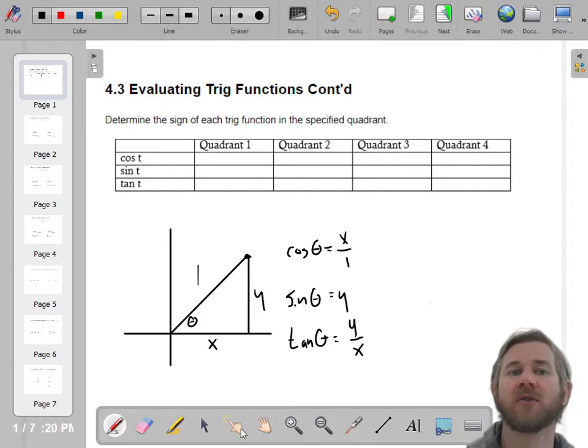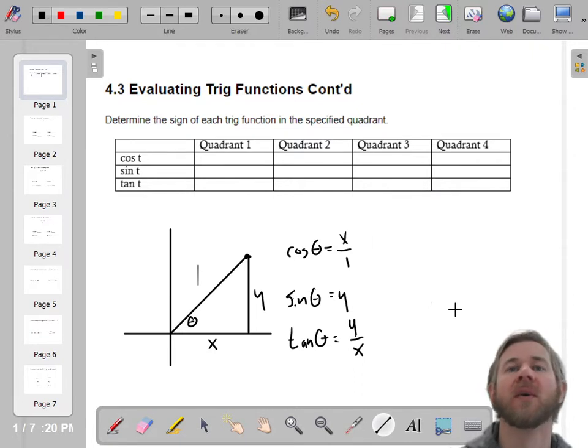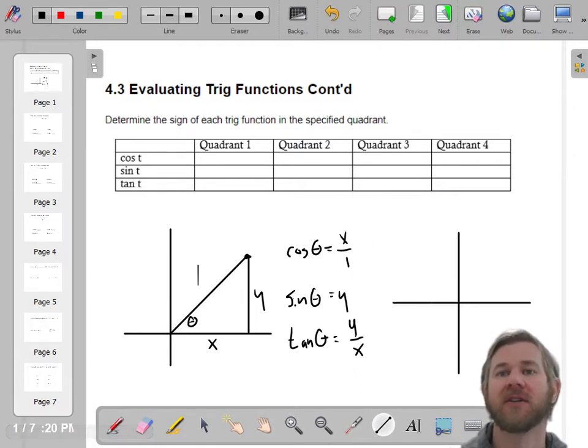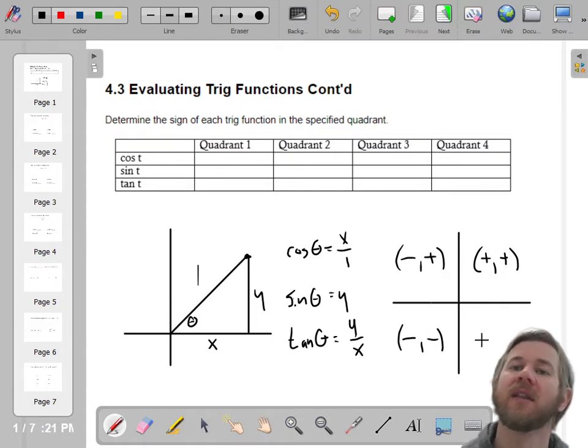Now that we know those things, we can start to piece together where each trig function will be positive and where each trig function will be negative. This is the same as what we're doing with just x and y. In the first quadrant, x is positive, y is positive. In the second quadrant, x is negative, y is positive. In the third quadrant, everybody's negative. And in the fourth quadrant, x is positive and y is negative.